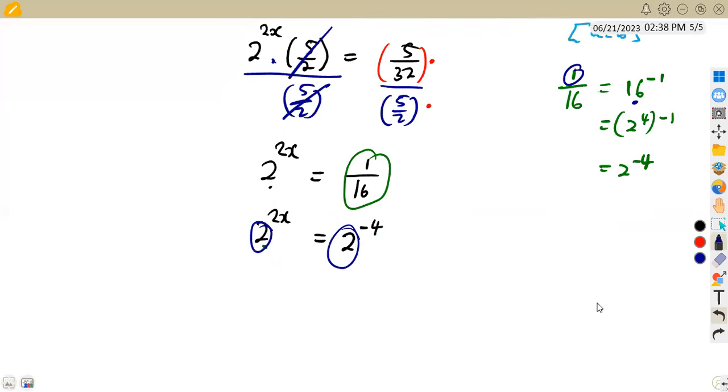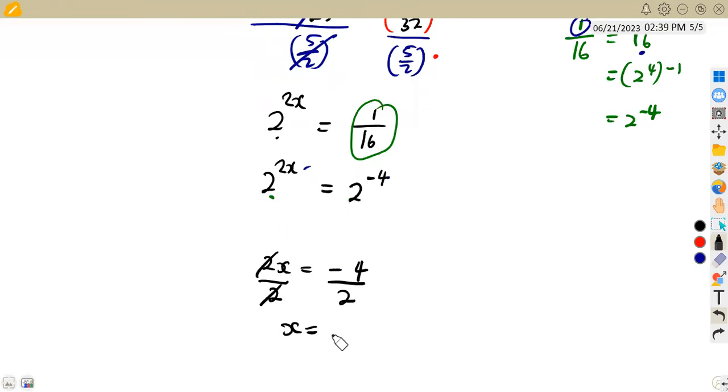So therefore, the bases here are the same. We've got 2 and 2. So what are we going to do? We are going to equate the exponents now. That's 2x and negative 4. So here we are going to say 2x is equal to negative 4. We have a linear equation that we are used to, where 2 is multiplying. We can divide by 2 both sides. So therefore, our x is going to be minus 4 divided by 2. That will be a negative 2. So here we obtain our x as a negative 2.